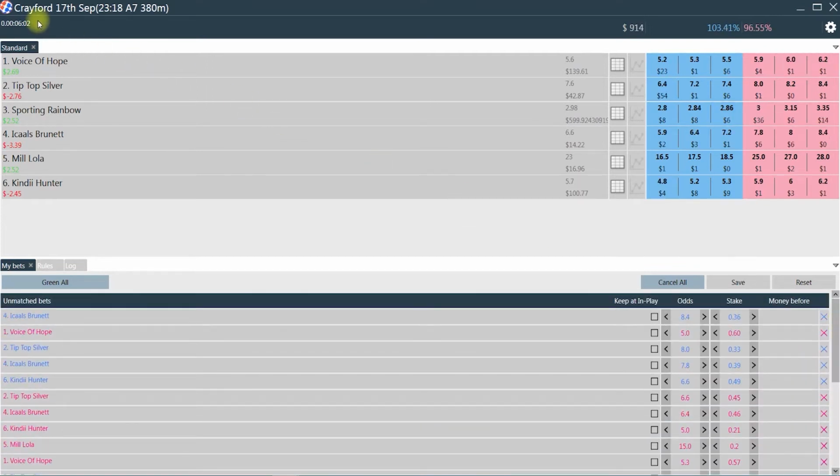There are about 6 minutes left before the race starts. Therefore, trading will continue for about 5 minutes more.